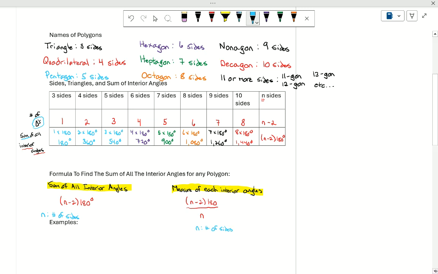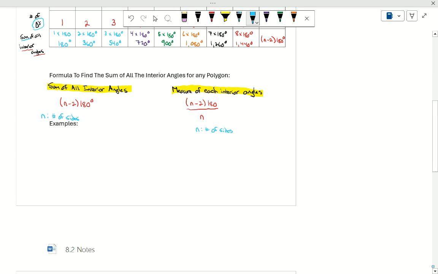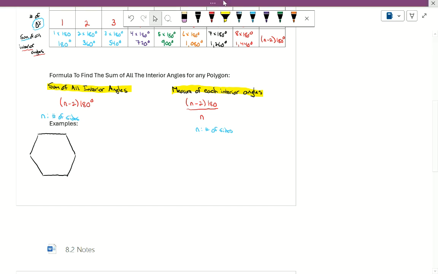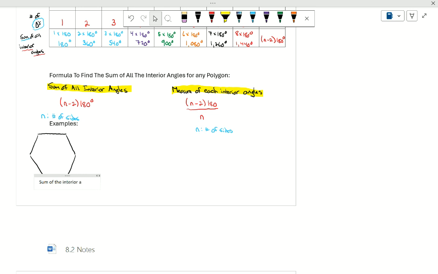Okay, so let's go ahead and do a couple examples of this. All right, example number 1, let's say I have this shape. 1, 2, 3. Go ahead and draw the shape. I'm drawing a 6-sided shape. So this is what is known as a hexagon. Okay, we already know that though. Hexagon known as 6 sides. And here's what we're going to find. We're going to find the sum of the interior angles.